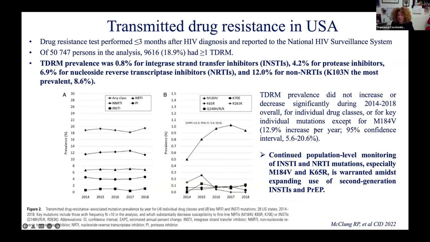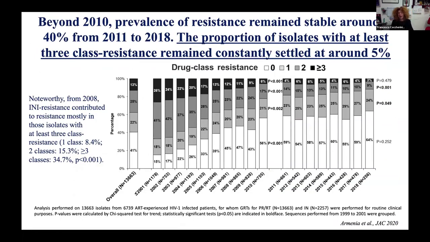What is important is that you see in the US, even if here the time is 2018, the last visit, you see an increase of the M184 per year, even if it's low, less than 1%, but still you see a 12.9 increase. So the conclusion of this paper is that it's very important to continue the population-level monitoring of INSTI and RTI mutations, especially for the M184V, that is warranted amidst expanding use of second-generation INSTI and PrEP.